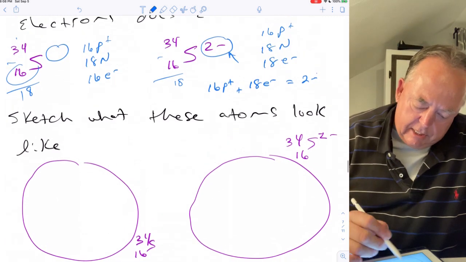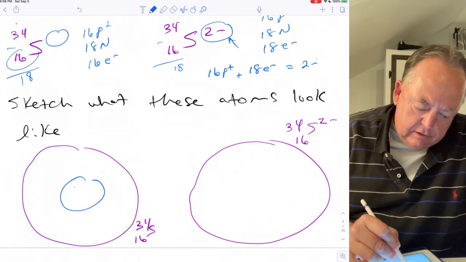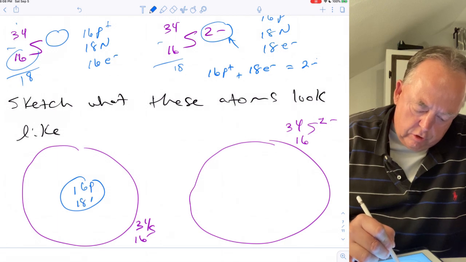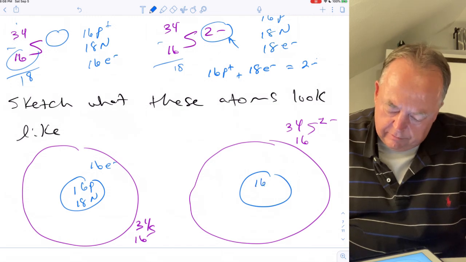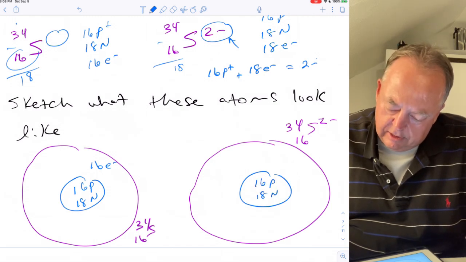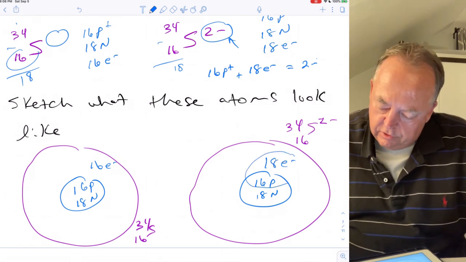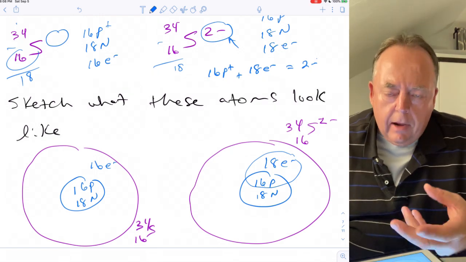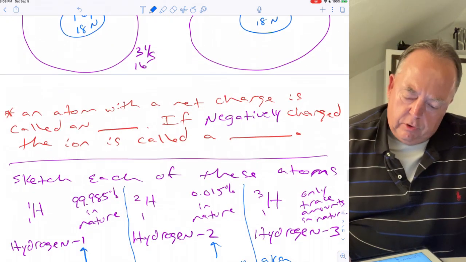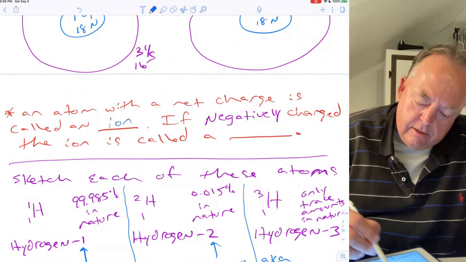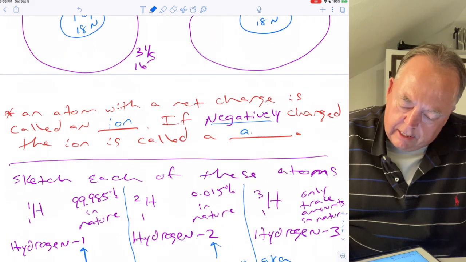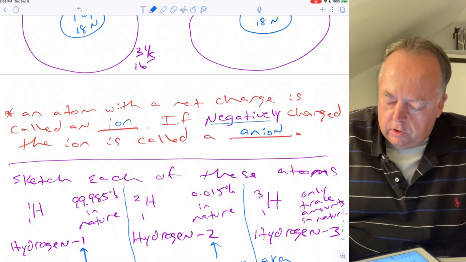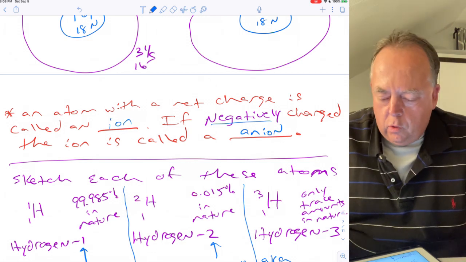So again, if we sketch what those atoms look like, so 16 protons, 18 neutrons, and 16 electrons, and this will have 16 protons, 18 neutrons, and what did we say, 18 electrons. Right, so again, the number of protons to electrons gives you the charge on the thing. So an atom with a net charge, again, is called an ion. And if it's negatively charged, as it is in this case, then it's called an anion. So an anion is a negatively charged ion. It's got more electrons than protons.